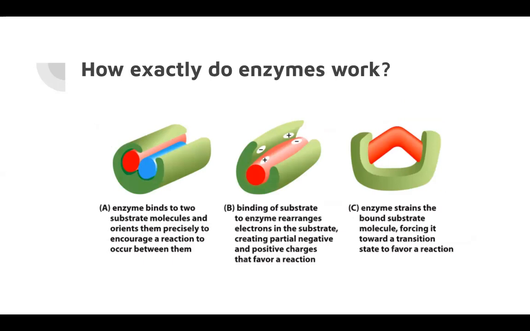Michelle, do you want to do that one? Oh, okay. So then we talked about how enzymes work. There are three main ways they can work. Enzymes can bind to the substrate directly and arrange it so that there is a way to encourage the reaction between them. Then the second way is binding to a substrate and rearranging the electrons within that substrate, creating positive charges and partial negative charges that favor reaction. Then the third way is that the enzyme can strain the bound substrate, forcing it towards a transition state to favor reaction.